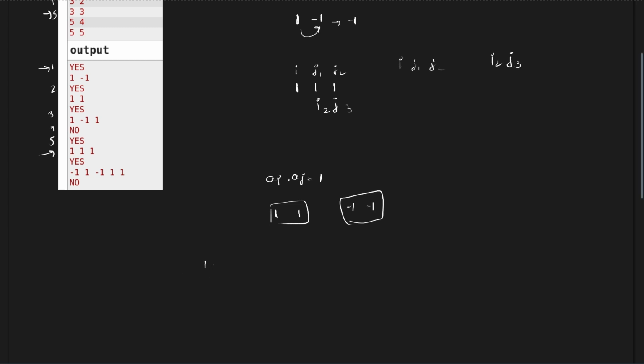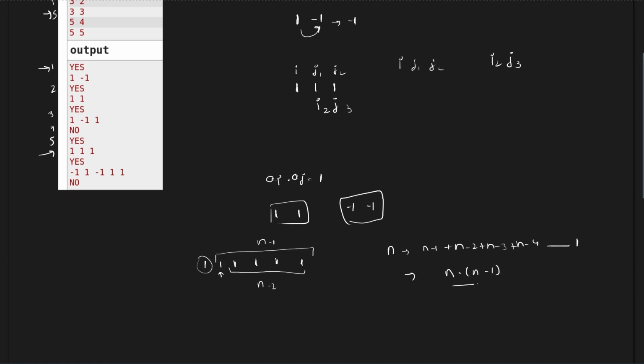Now, if we have multiple ones, how many pairs can I form with these ones? Let's say these are n ones. The first one can combine with the remaining n minus 1 ones, the second one can combine with the remaining n minus 2 ones, and so on. So for n ones, the answer will be n minus 1 plus n minus 2 plus n minus 3 plus n minus 4 and so on up to 1. So if there are n ones, we can essentially form n into n minus 1 by 2 pairs.